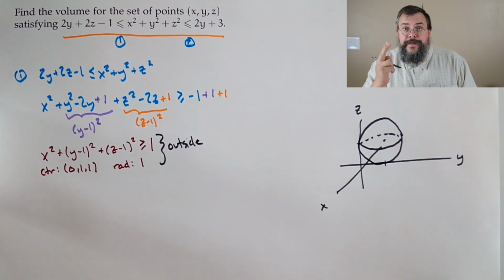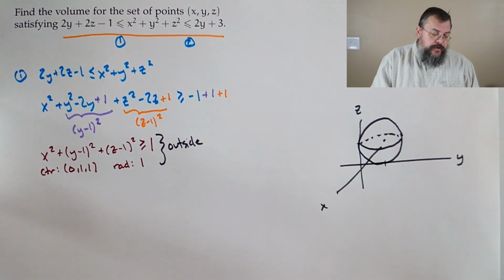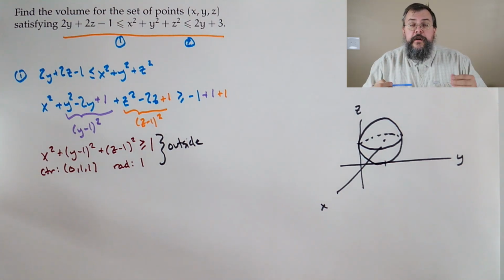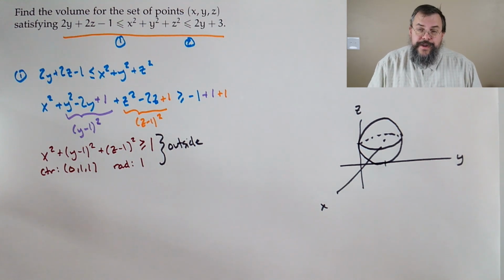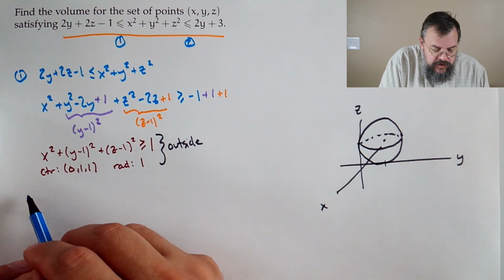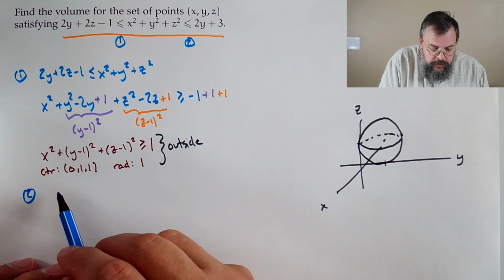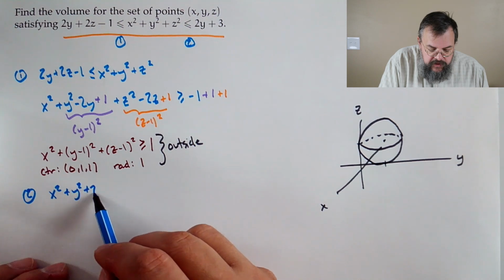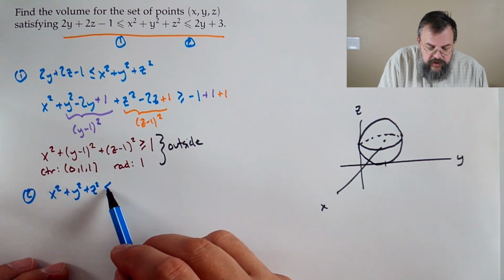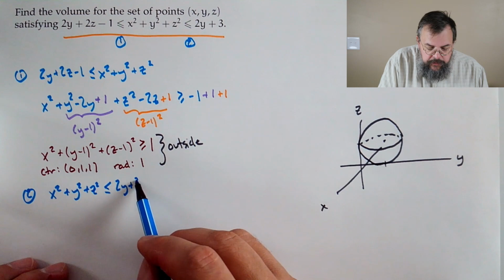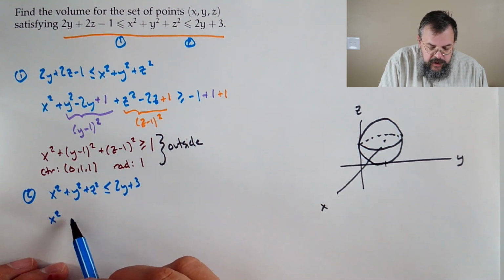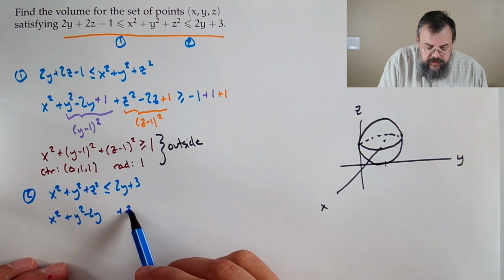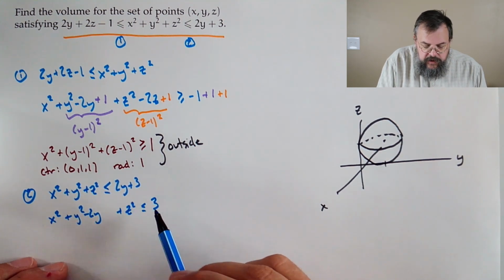All right, now second sphere. After all, as one hobbit might say to another, sure, we've had first sphere, but what about second sphere? So let's do that. So here, similar idea. We have x squared plus y squared plus z squared is less than or equal to 2y plus 3. Rearrange: x squared plus y squared minus 2y plus z squared less than or equal to 3.